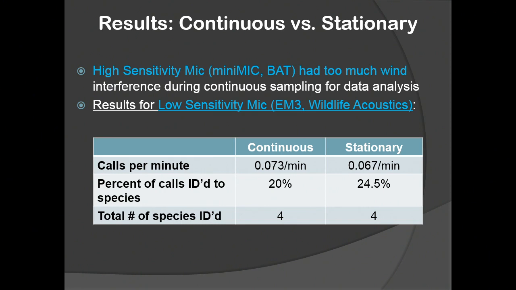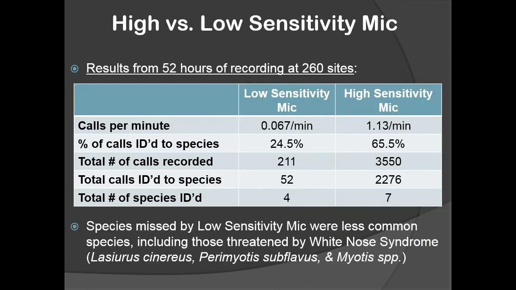The stationary sampling sites yielded slightly fewer call sequences per minute, 0.067 versus 0.073. However, that was compensated for by being able to identify slightly more of those to species, 24.5 versus 20%. And we were able to identify the exact same 4 species. So overall, we would say the results were pretty similar between these two approaches.